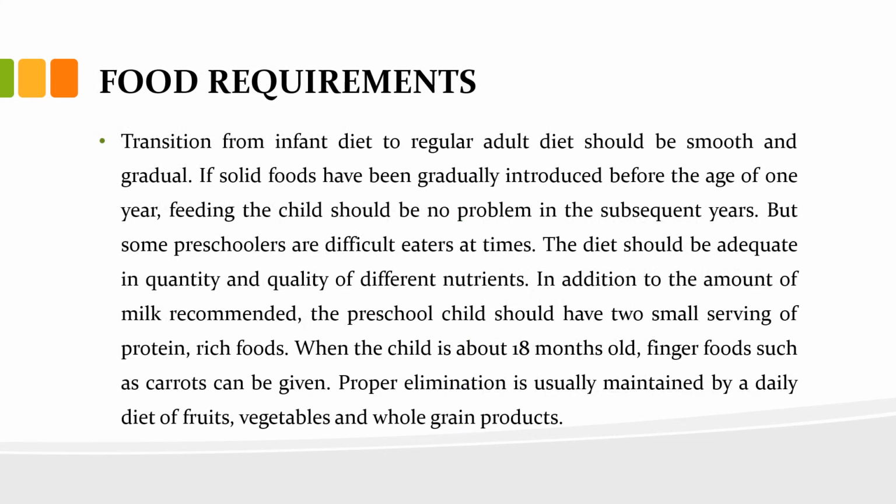So what are the food requirements? We'll see food requirement. The transition from infant diet to regular adult diet should be smooth and gradual. If solid foods have been gradually introduced before the age of 1 year, feeding the child should be no problem in the subsequent years. But some preschoolers are difficult eaters at times. The diet should be adequate in quantity and quality of different nutrients. In addition to the amount of milk recommended, the preschool child should have 2 small servings of protein rich food. When the child is about 18 months old, finger food such as carrot can be given. Proper elimination is usually maintained by a daily diet of fruit, vegetables, and whole grain products.